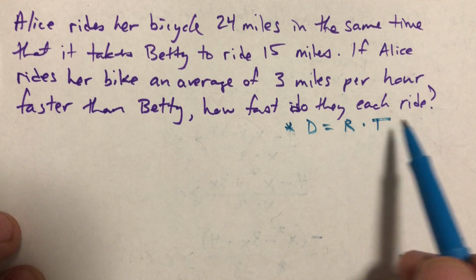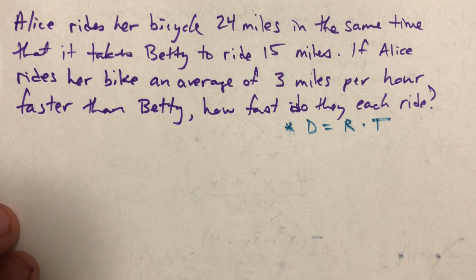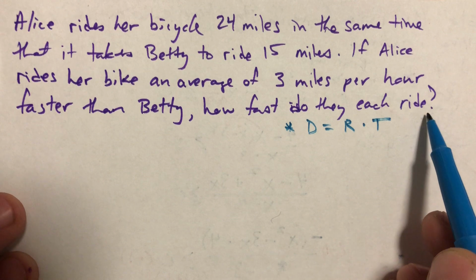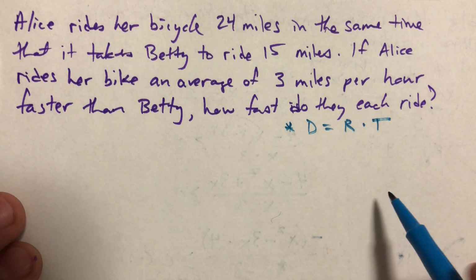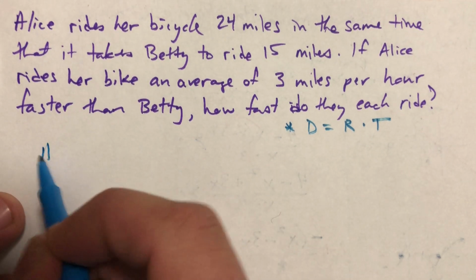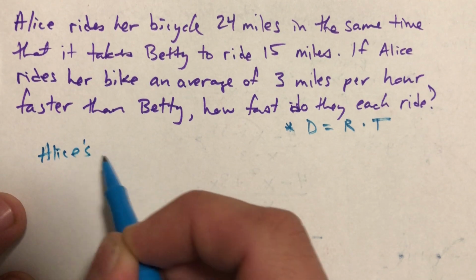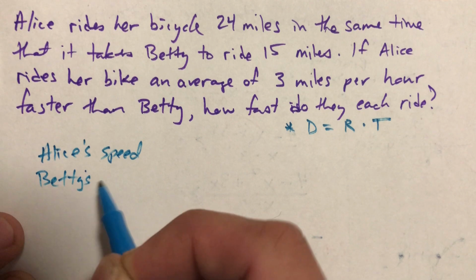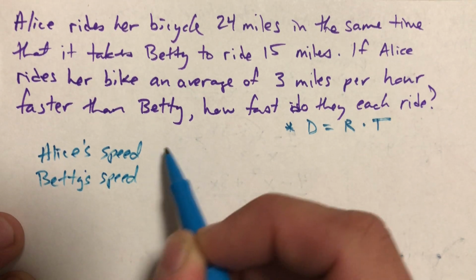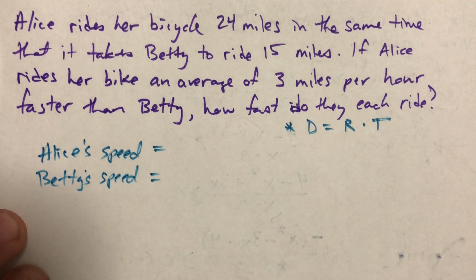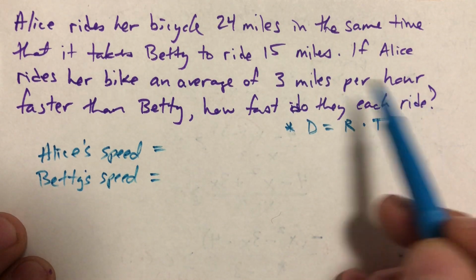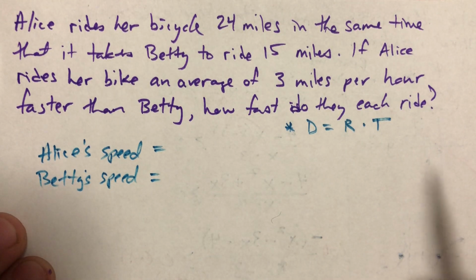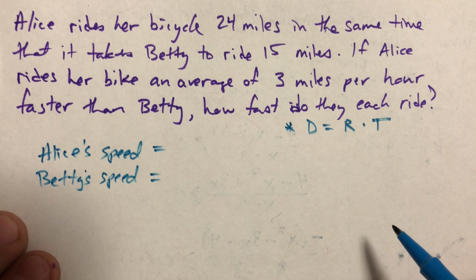So we want to identify our variables first. How fast do they each ride? So we want to set variables for these things. We want Alice's speed, and we want Betty's speed. We ought to be really careful with units. We're dealing with miles, we're dealing with hours, so everything's standard. We ought to use miles per hour because that would make the most sense here.